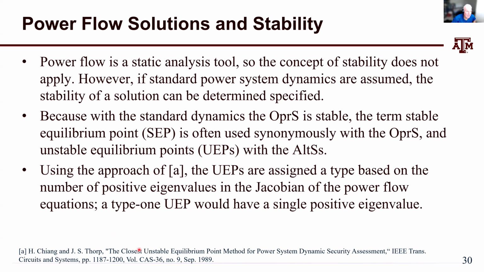There's a nice paper. Jim Thorp appears there again. Jim Thorp unfortunately passed away a number of years ago, but he did great work, and he was always fun to talk with and learn from. He showed in 1989 the relationship between these alternative solutions and the stability of the system. One thing he showed is you can classify these alternative solutions based on how many positive eigenvalues they'll have in the Jacobian of the power flow, and a type 1 UEP would have a single positive eigenvalue.